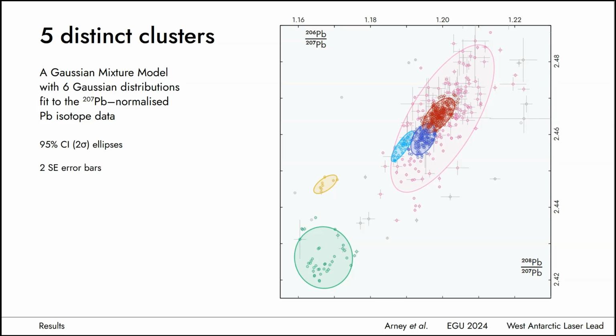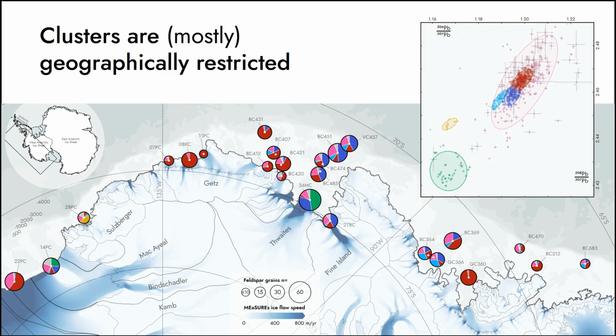Importantly, the clusters are not just coincidentally clusters in lead-lead plots. They are also geographically restricted to regions within West Antarctica. This is quite a busy map of West Antarctica, I apologise, but the Pacific Ocean at the top in grey, the West Antarctic Ice Sheet in white and blue at the bottom. The blue is the flow speed. And then each core site has a pie chart. Diameter is the number of grains we analysed, and the sectors show the percent of the grains which fall within the clusters with the corresponding colours, same as the scatter up at the top right again.